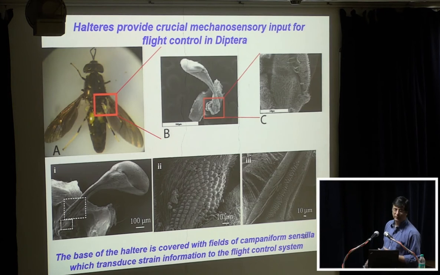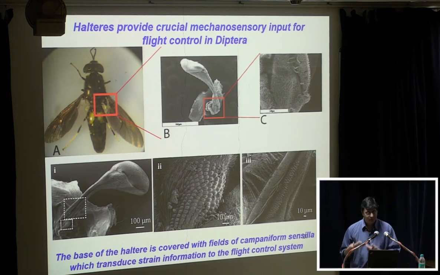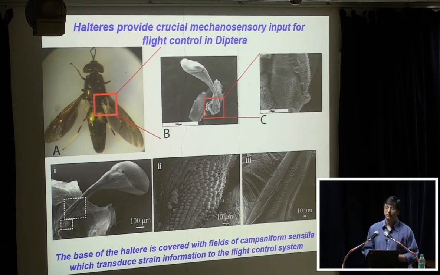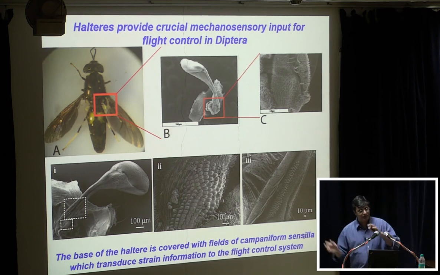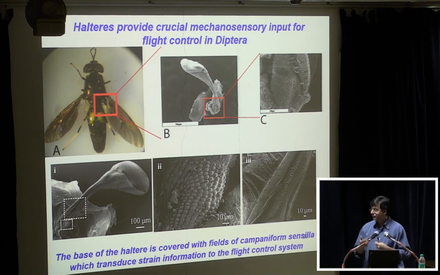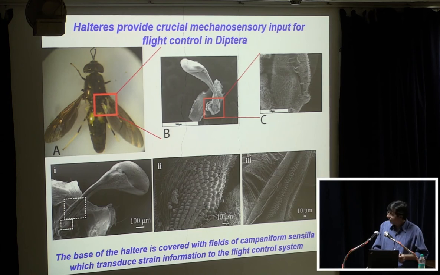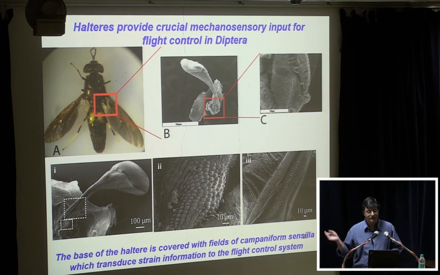Those bends are being detected by this sensory system, which then reports in real time to the nervous system, which makes sense of it and says, okay, you're turning left at this rate, or you're turning right at this rate. That allows them to get the constant feedback, which allows them to maintain stability. If this feedback were slower, the insect would have a harder time maintaining stability.